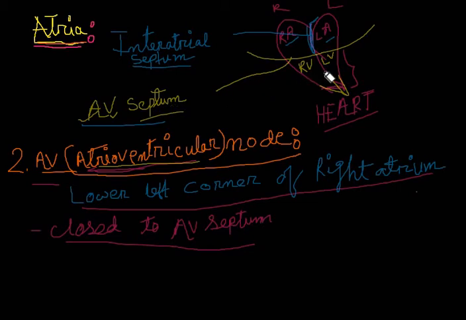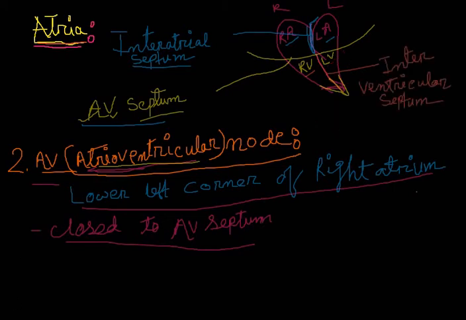Another septum is present between right ventricle and left ventricle. Suppose this is right ventricle, this is left ventricle, and the separation between them is called interventricular septum. Interventricular septum.